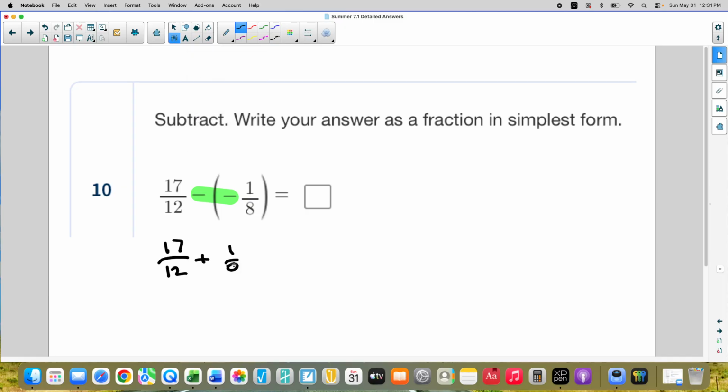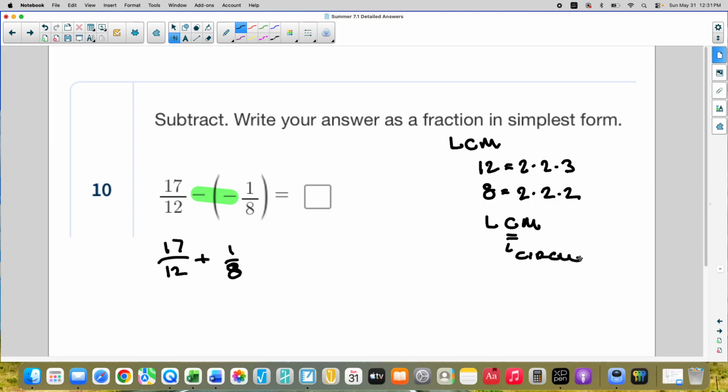17/12 plus 1/8. Now, I'm not going to do 8 times 12, which would be 96. That's a common multiple, but it's not my LCM. To find my LCM, we do the prime factorization of 12, which is 2 times 2 times 3, and the prime factorization of 8, which is 2 times 2 times 2. So for LCM, the C tells me to circle the common. So what do they have in common? They have a 2 in common. They have a second 2 in common. And then the L tells me to circle the leftovers.